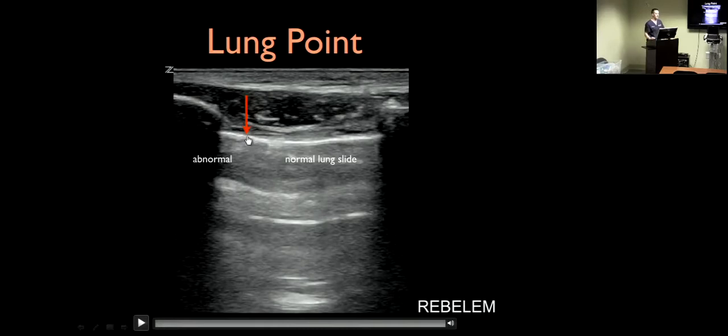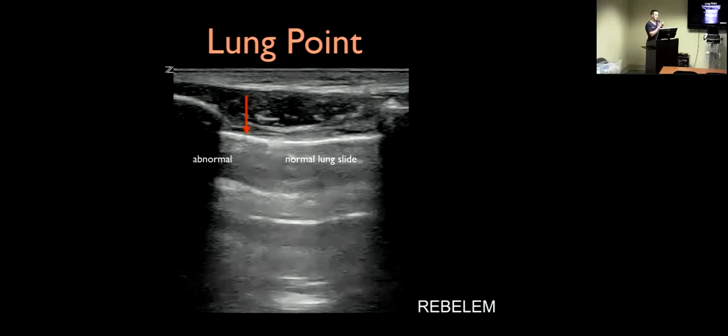And that's because there's air between the chest wall cavity and the lung. So the friction basically, the lung's not rubbing up against the chest wall like it's supposed to be. Let's see here.